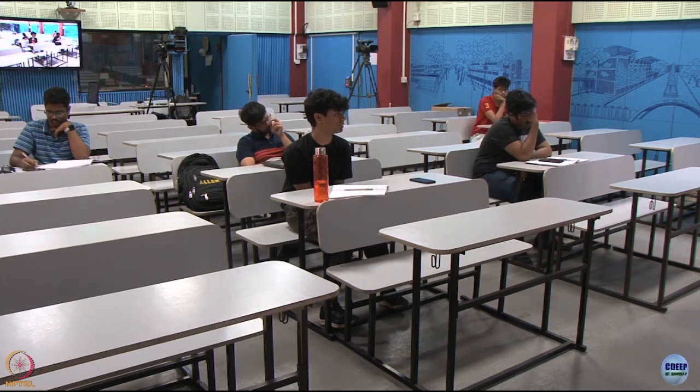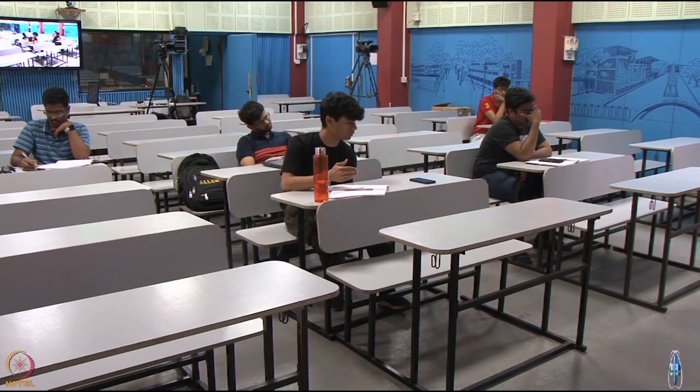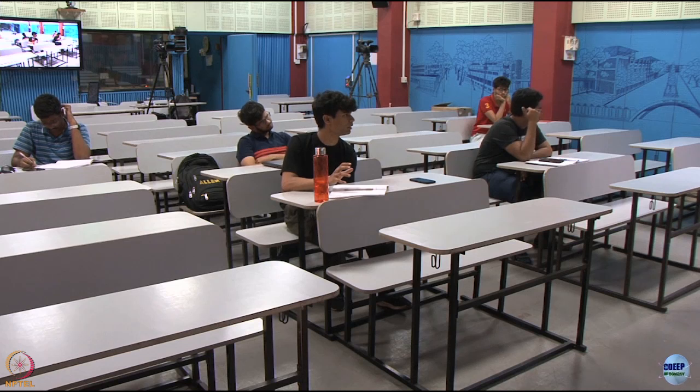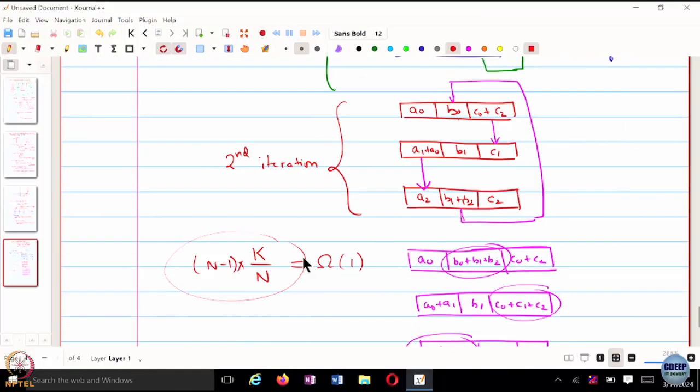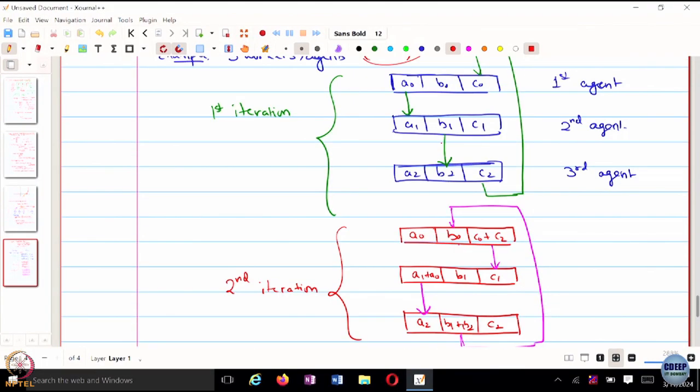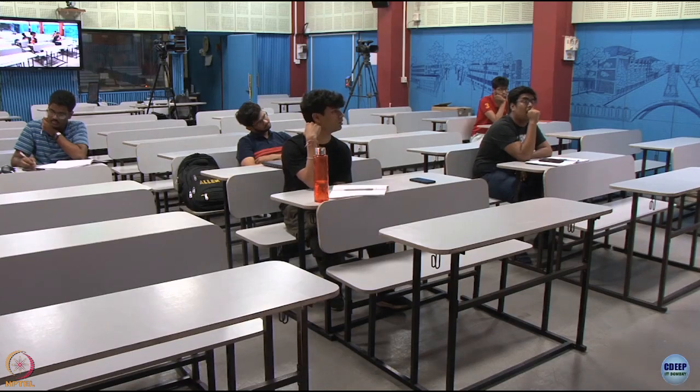Why are we doing batching two times? Suppose that we have k total data points and n agents. So we have divided into n batches, k by n. Then we are further dividing it into n. No, we are not further dividing. So k by n are these blocks, right? But so what are these then? A0, B0, and C0. So let's say every agent has 40 data points, and there are four such agents. So A0, B0, and C0 are the gradients computed on the first 10.